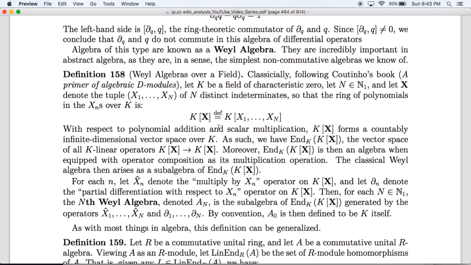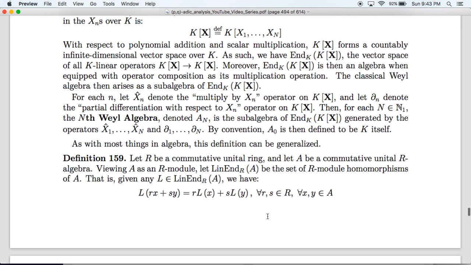For each n, let x_n hat denote the multiply-by-x_n operator on K[X], and let ∂_n denote the partial differentiation operator with respect to x_n. Then for each n, the nth Weyl algebra over K, denoted A_n, is the subalgebra of the endomorphism algebra generated by these operators and those operators. By convention, A_0 is defined to be K itself.